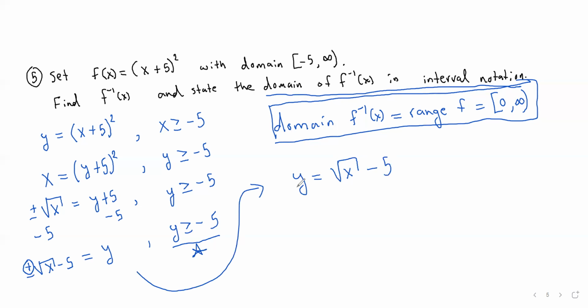And the final step is replace y with f inverse. So we have f inverse of x equals the square root of x minus 5.